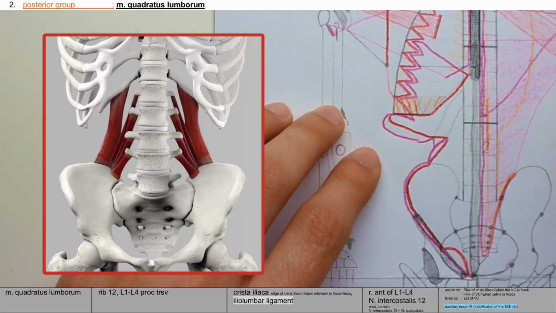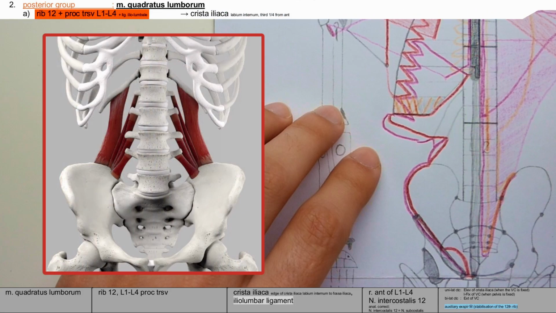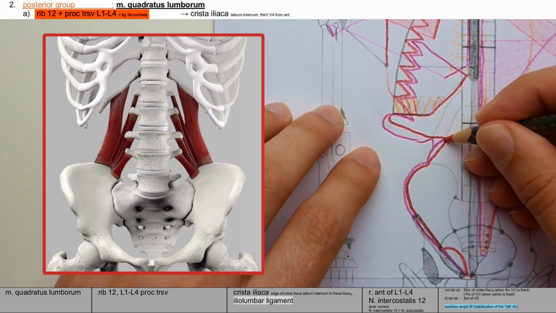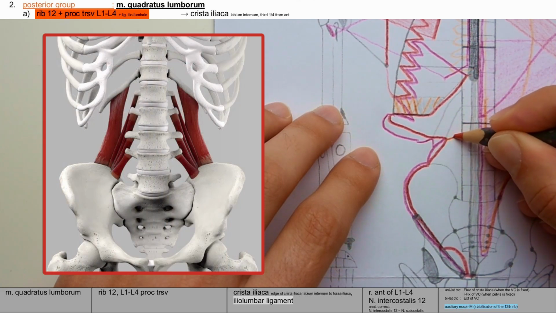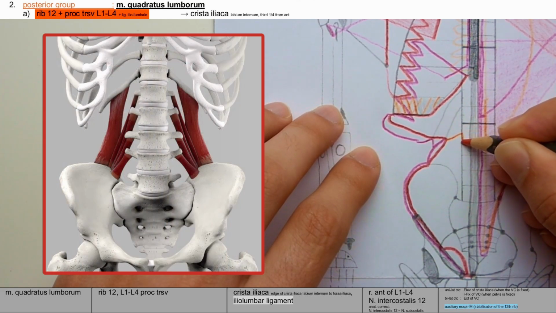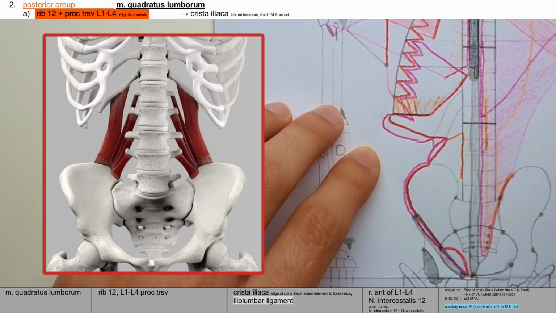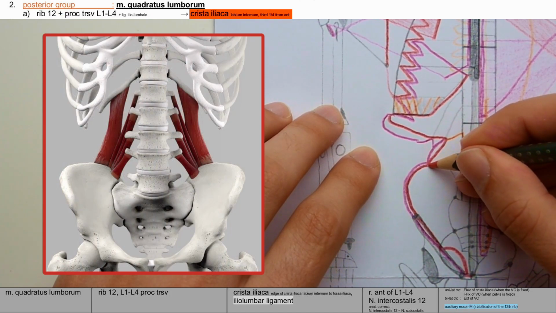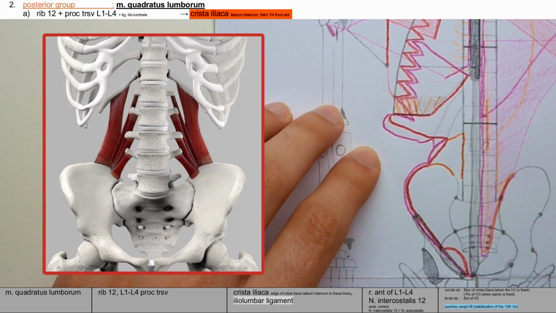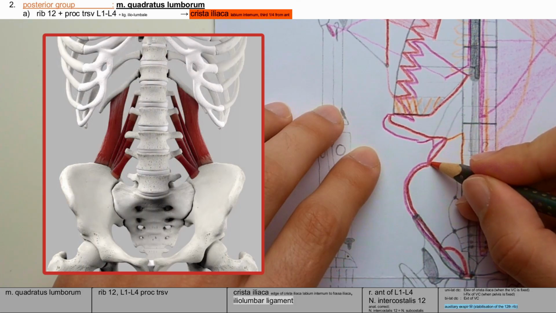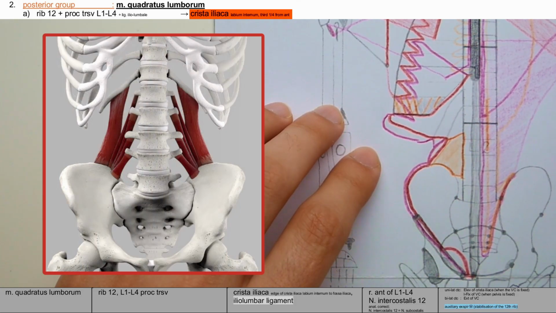Now to the posterior part of the abdominal muscles, which consists of musculus quadratus lumborum. It originates from rib 12 and, as the name suggests, from processus transversus L1 to L4 and inserts into the Crista iliaca. Because of its shape, the muscle has the word quadratus in its name.